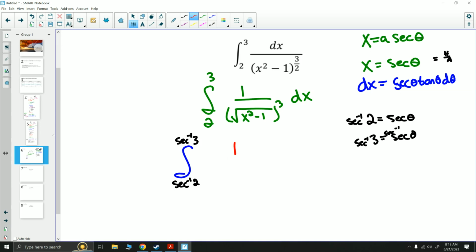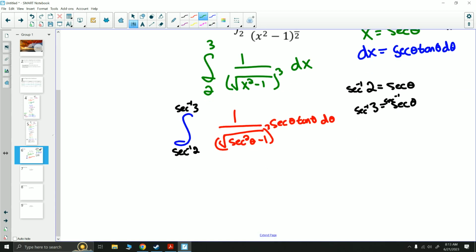Okay, so we have 1 over the square root of secant squared theta minus 1. dx is going to be our secant tangent d theta, so secant theta tangent theta d theta. And this is all cubed.